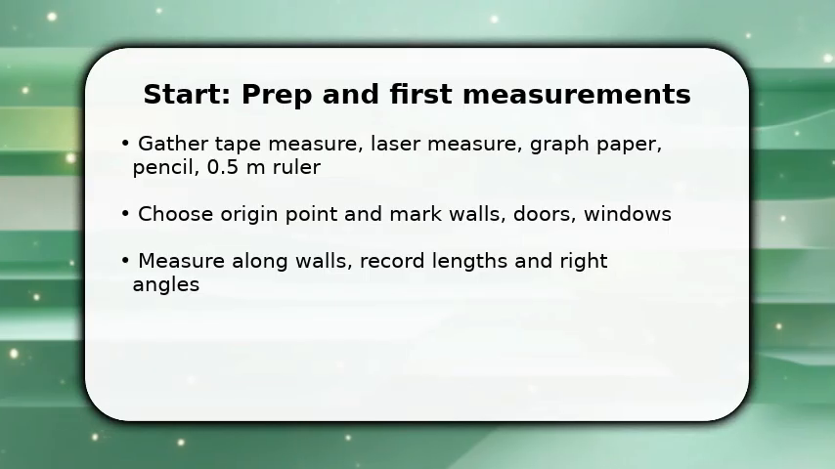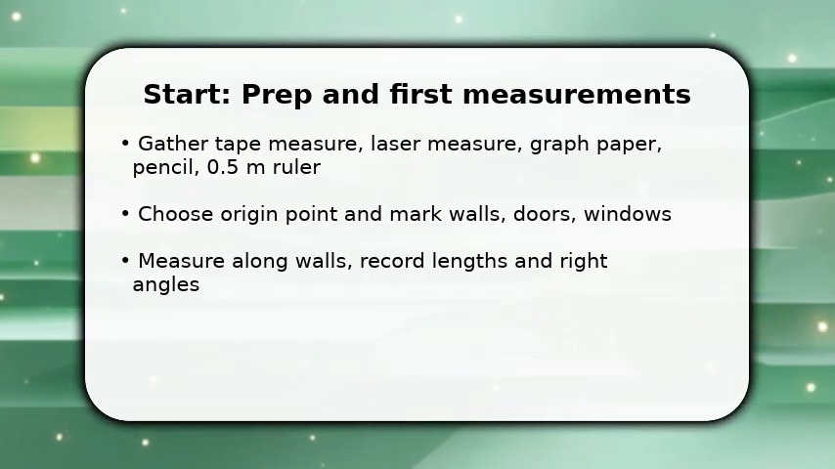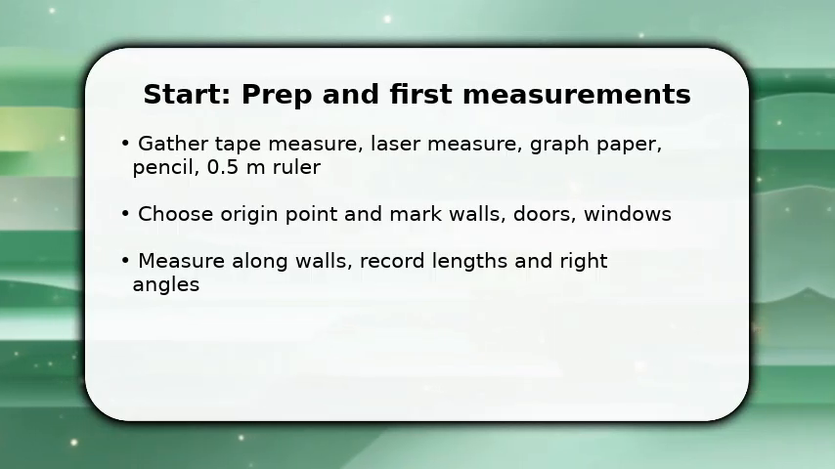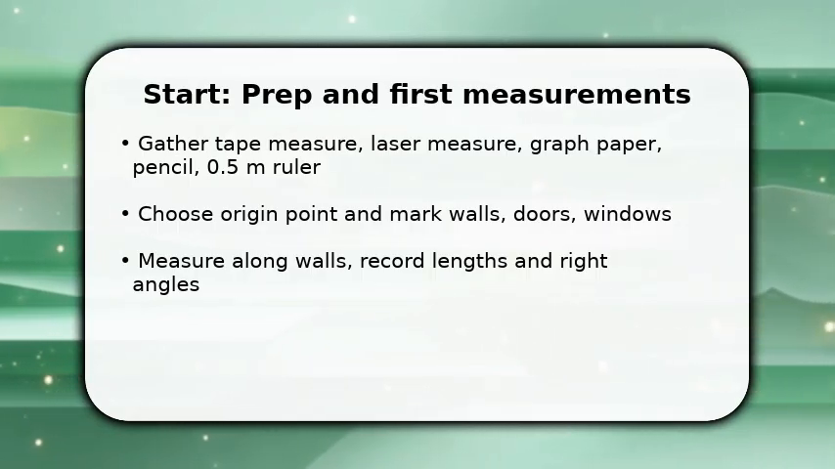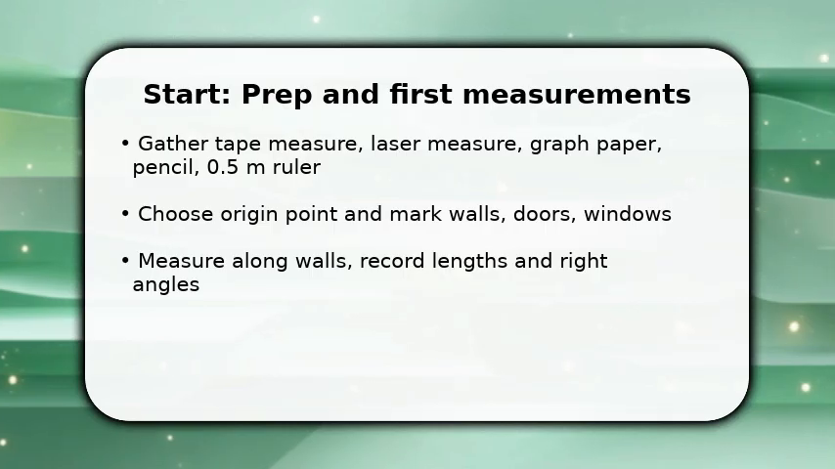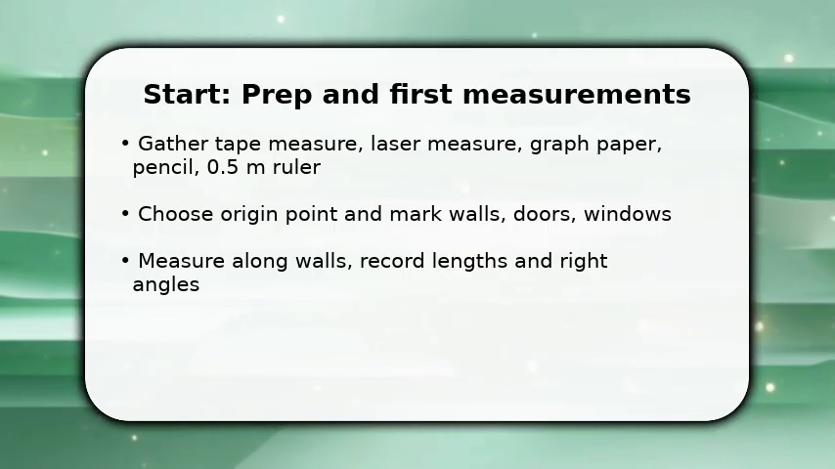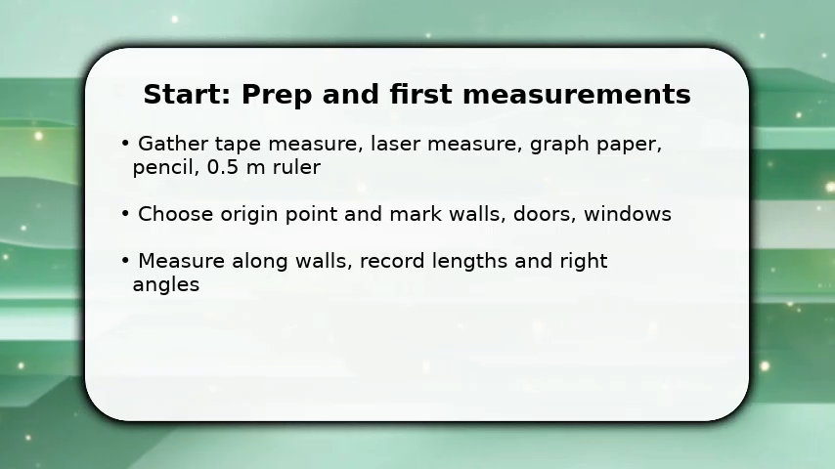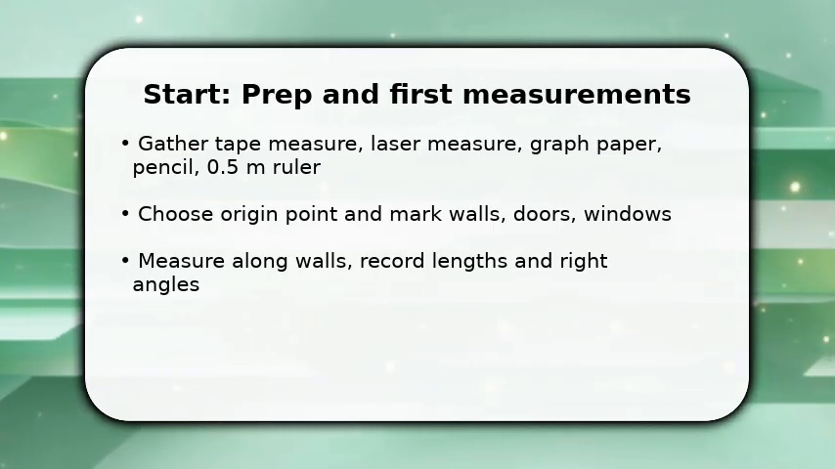You begin by setting a clear origin point in one corner of the room and orienting yourself to the main walls. Use a tape or laser measure to capture the first wall length and immediate adjoining wall. Write each number next to the wall on graph paper. Once done, measure door and window positions from that same origin so all dimensions reference one consistent point.